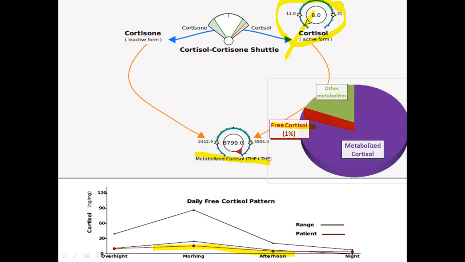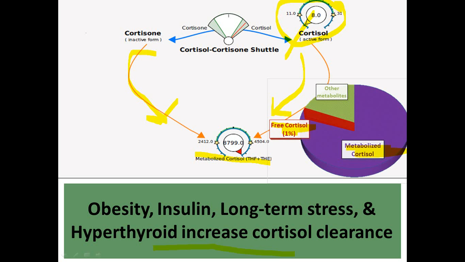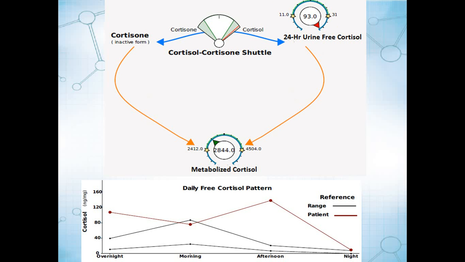Free cortisol is only 1% of the total. The metabolites represent a much higher fraction of the total. So what this type of result implies is that the free cortisol, the circulating cortisol, is low because cortisol clearance is so high. So yes, you're making a lot of cortisol, but the cortisol is being cleared very rapidly. And that's where you get these sorts of results. Obesity, insulin, long-term stress, high thyroid, hyperthyroid can lead to this type of result because all of those things really increase the clearance of cortisol.